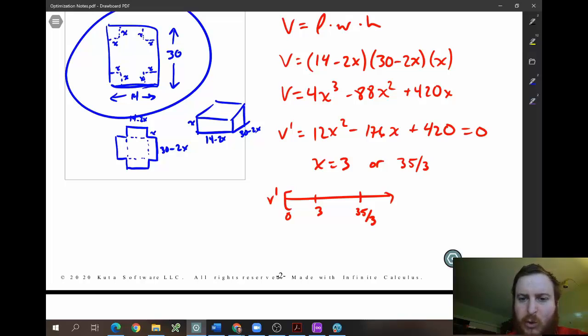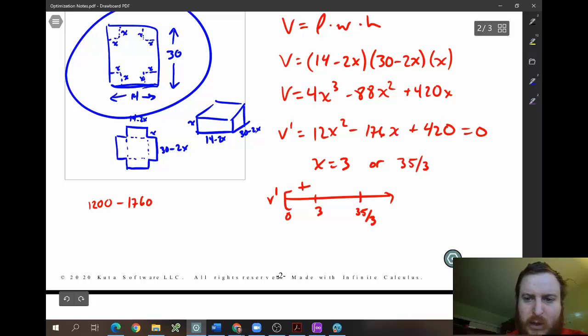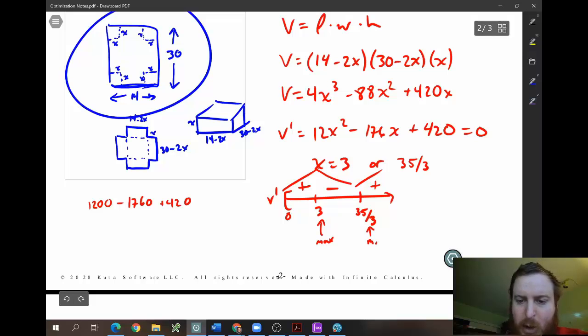So if I plug in a number like 1 here, 12 minus 176 is negative, but then plus 420, that's going to be a positive number. If I plug in, say, 10, that's easy to plug in. 12 times 10 squared is 1200 minus 1760 plus 420. That looks like the negative 1760 is going to be bigger. That's a negative. If I plug in, say, 20, we're going to get positive. So we're increasing, decreasing, and increasing. So that means 3 was our max volume, and 35 thirds is our minimum volume.